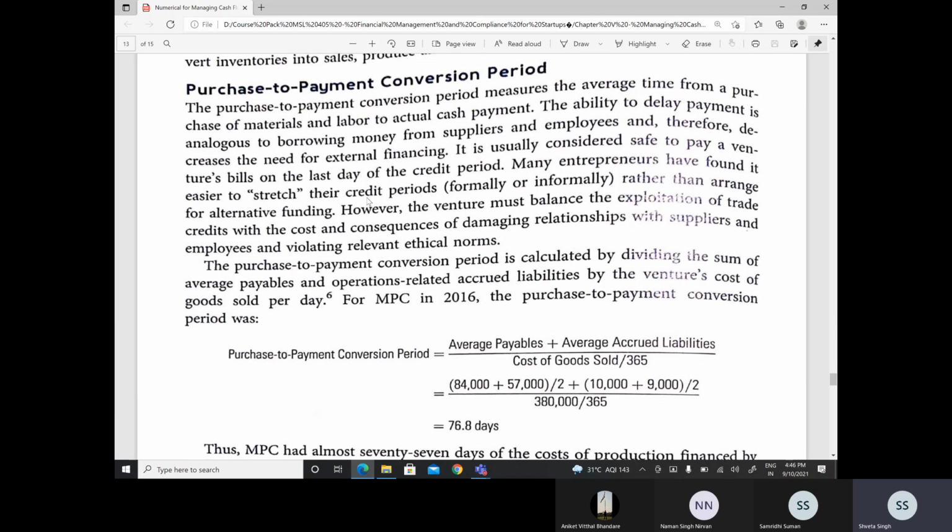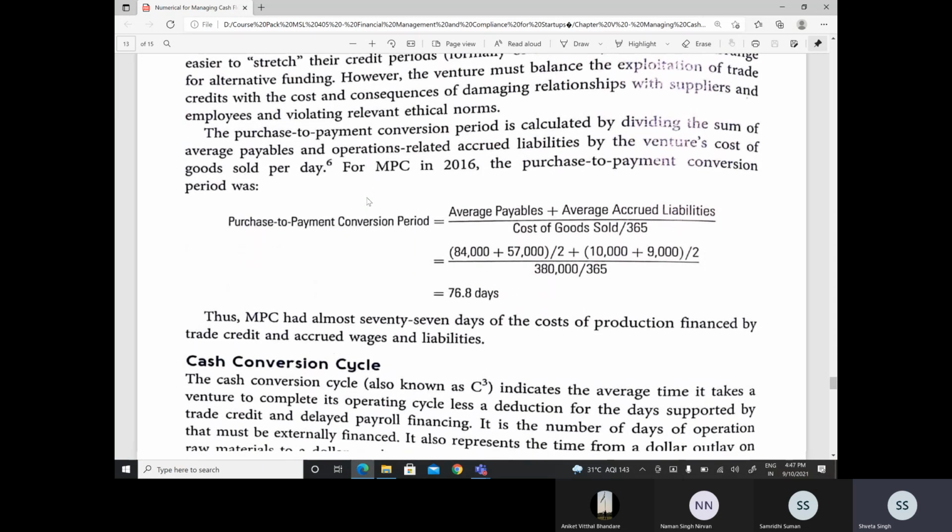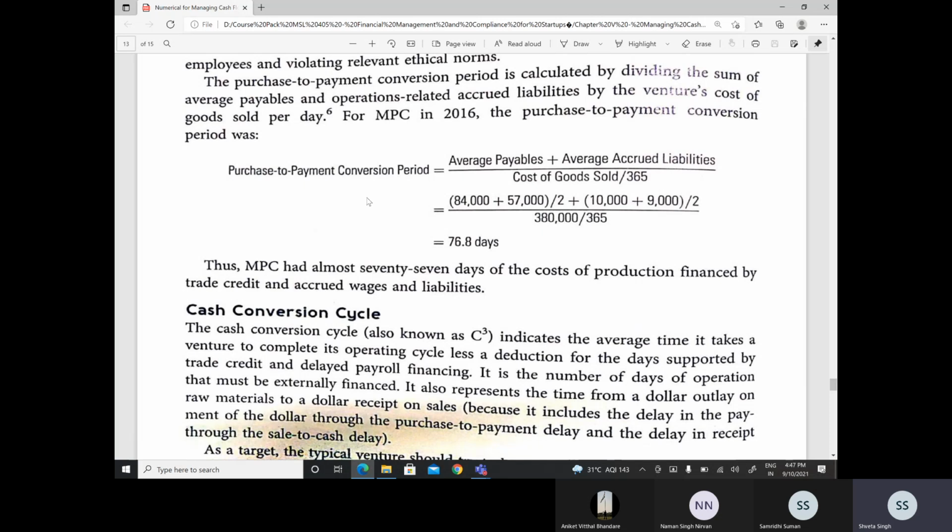funding. However, the venture must balance the exploitation of trade credits with the cost and consequences of damaging relationships with suppliers and employees and violating relevant ethical norms. So yes, you should try and delay it, but not at the cost of relationships with your suppliers and employees. The purchase to payment conversion period is calculated by dividing the sum of average payables and operations related accrued liabilities by the venture's cost of goods sold per day.